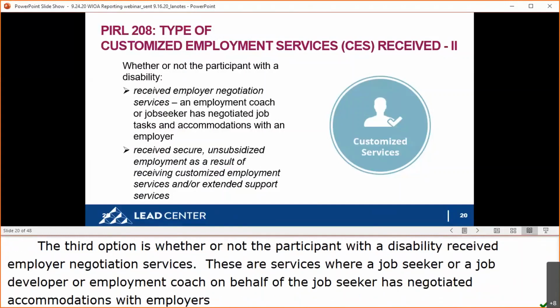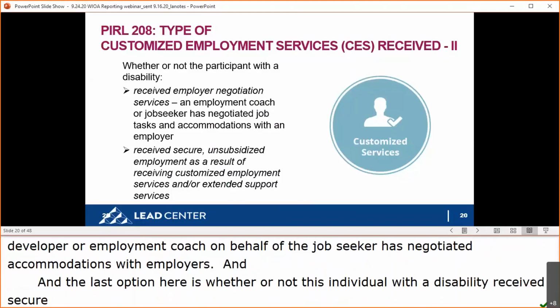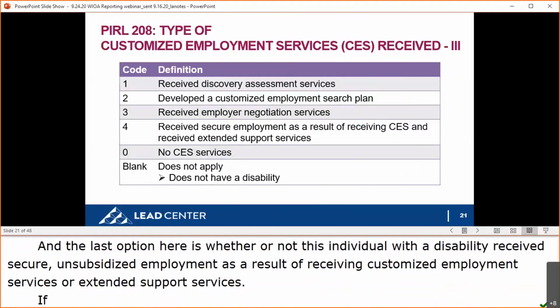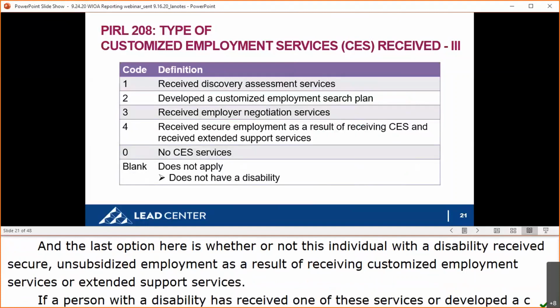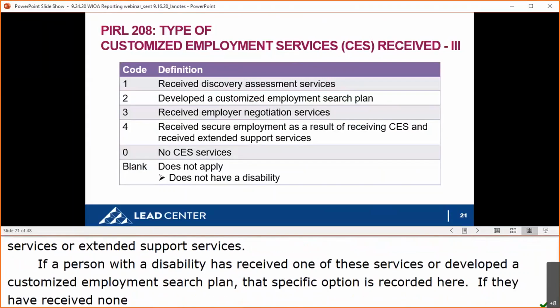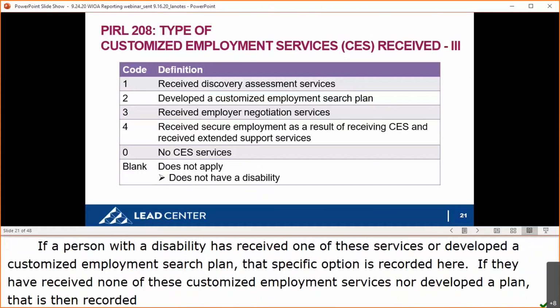And the last option here is whether or not this individual with a disability received secure, unsubsidized employment as a result of receiving customized employment services or extended support services. If a person with a disability has received one of these services or developed a customized employment search plan, that specific option is recorded here. If they have received none of these customized employment services nor developed a plan, that is then recorded. As with the previous PIRL data elements that Laura went through, the blank is for people without disabilities.